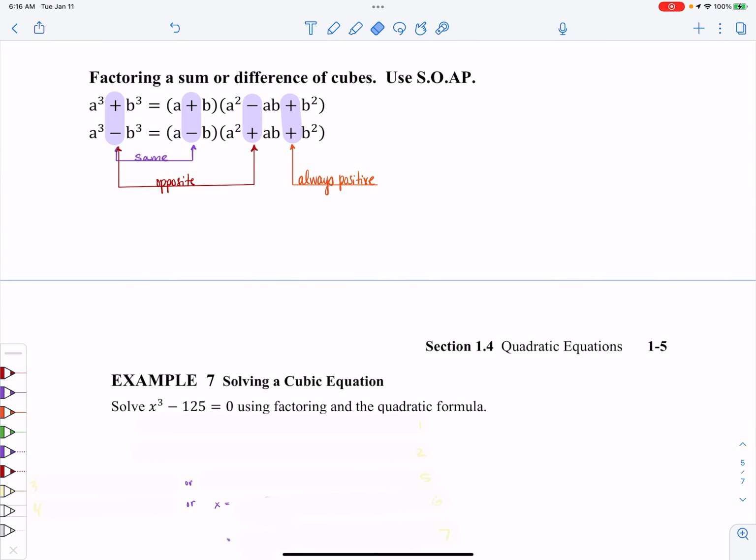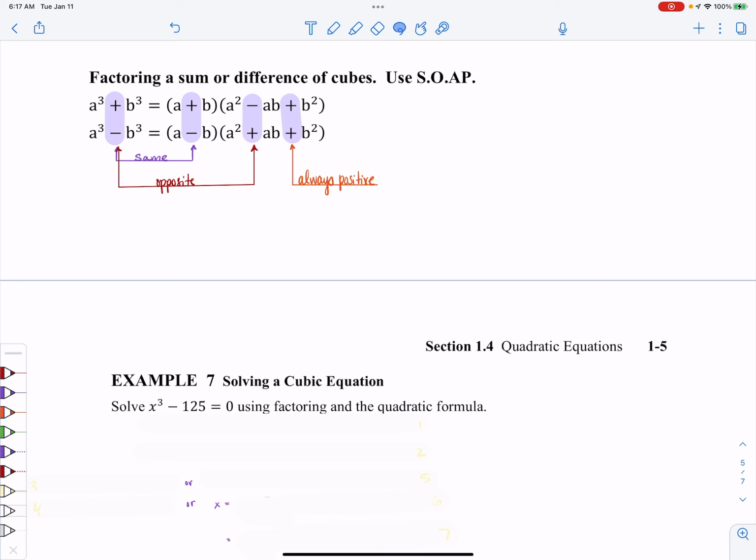When we factor a sum or difference of two perfect cubes, we're going to use this acrostic called SOAP. First of all, notice that we are adding two perfect cubes or subtracting two perfect cubes. Think of perfect cubes as something like 8, because that's 2 cubed, or 27, because that's 3 cubed, etc. So, a perfect cube.